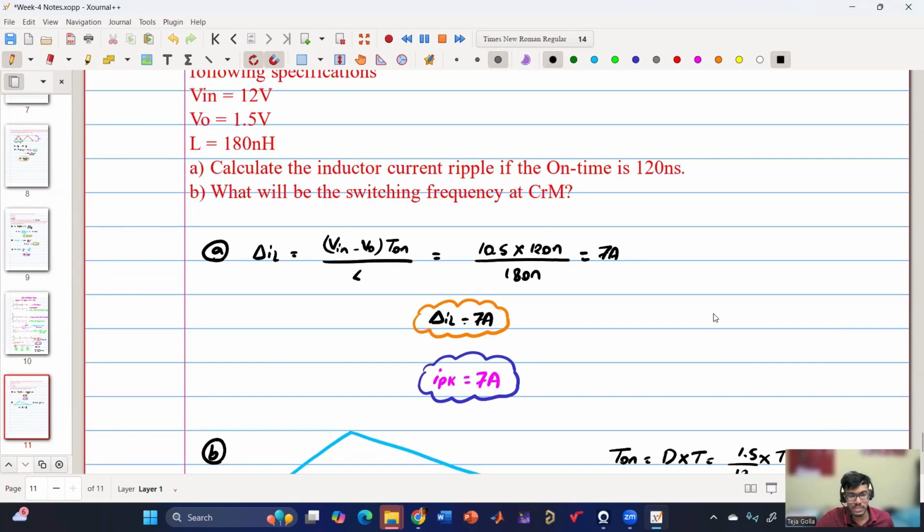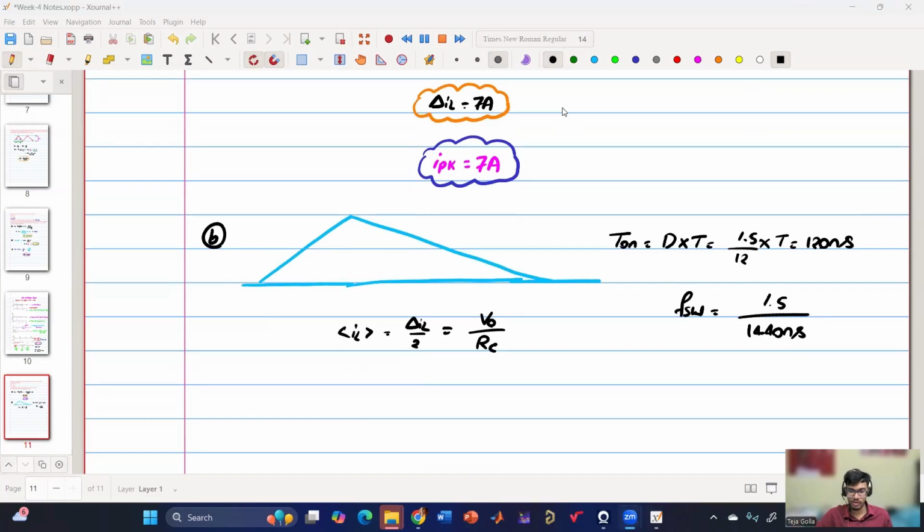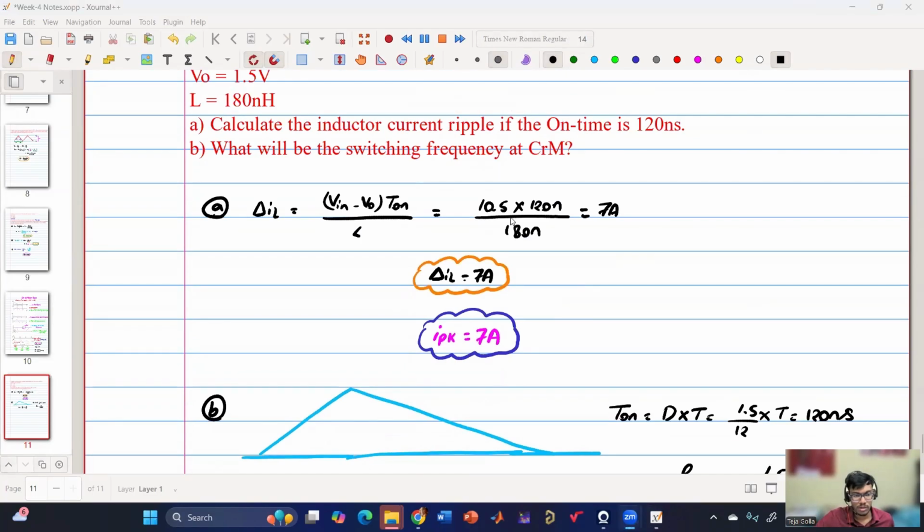So I have asked the switching time period, right, or switching frequency. So now switching frequency is nothing but 1.5 by 1440 nanoseconds. So now what is the switching frequency? So Naveen is saying 1 megahertz. Let us check whether we are getting the same or not.